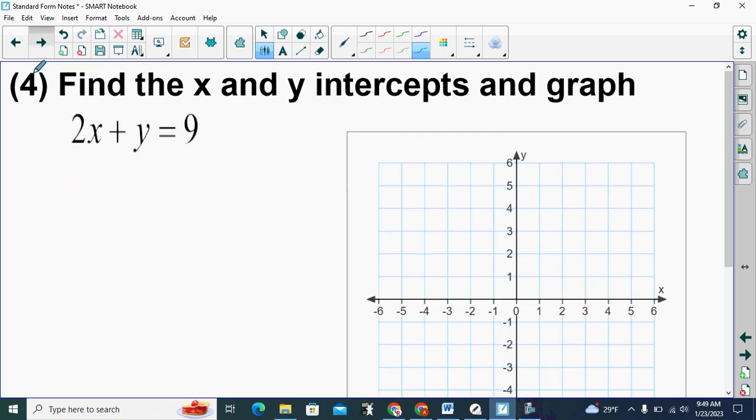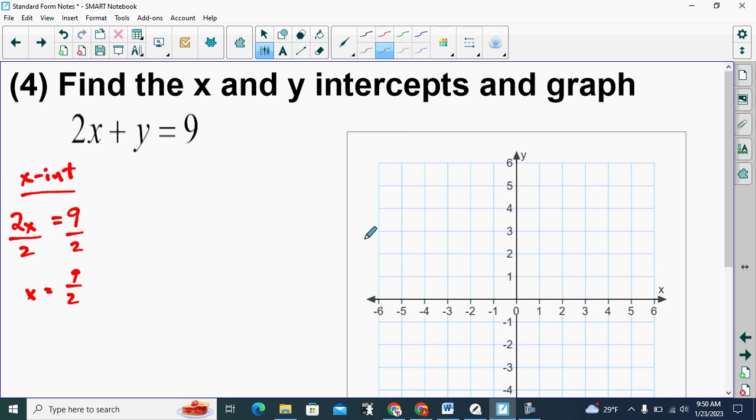Question number 4, similar problem. Find the x-intercept and the y-intercept and use that information to graph. So again, for the x-intercept, put in 0 for y. The equation that's given says 2x plus y equals 9. If I put in 0 for y, I get 2x equals 9. We divide both sides by 2, and we get x equals 9 over 2.